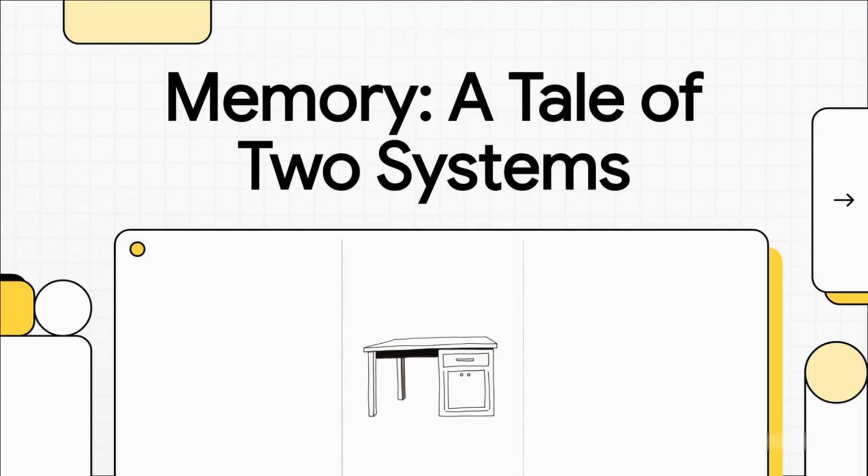When you're writing code, you're constantly making stuff, right? Numbers, text, all these complex objects. But have you ever really stopped to think about where all that stuff goes? Like, where does it actually live inside your computer's memory? Well, it turns out it's not just one big messy drawer. It's actually a tale of two completely different systems.